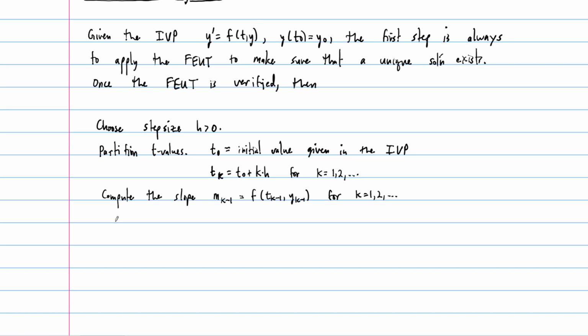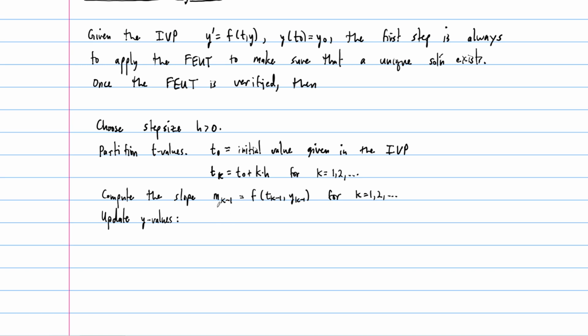Once we know the slopes, then we can update the y values. And this part has to be done iteratively. So you have to do a slope, a y value, a slope, a y value, etc., because you have to know the y value to get the slope. So you have to know the previous y value to get the slope, which is going to give us the next y value. So that has to be an iterative process.